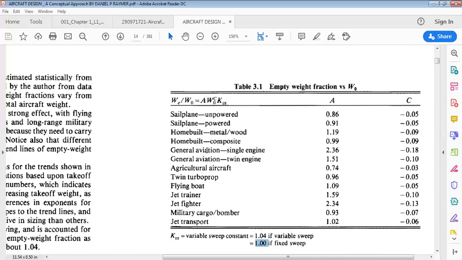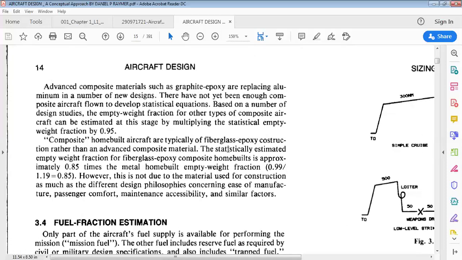It is very important in the design process. We will discuss it when I'm going to design. Once you understand the concept, when we are going to design a particular aircraft, these things can be used at that time. Clear? And we can see next, it is about fuel fraction estimation.